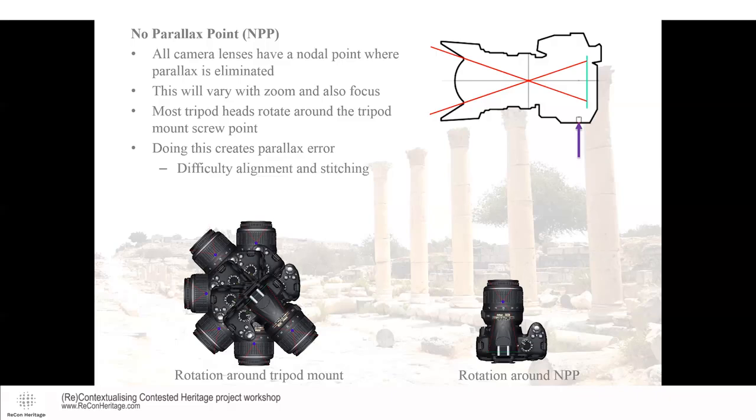And in 360 photographs, obviously, it creates those errors, but it also means that the alignment and stitching together is difficult. And if you're using automated software, it's less likely to work. So that's not good.